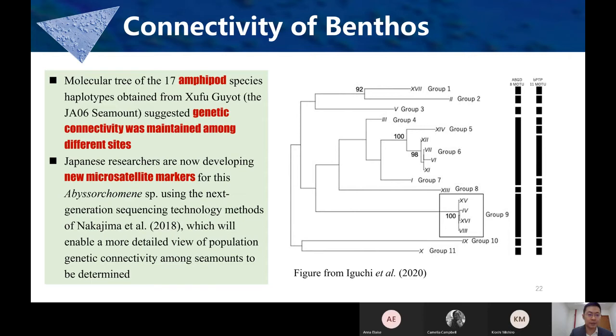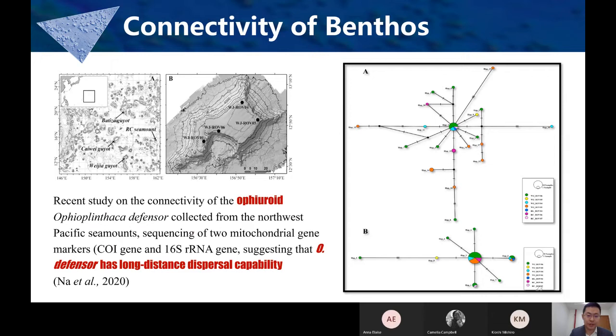At the same time, the Chinese scientists visited four seamounts. The distance between each other is more than 4,000 kilometers. And their result indicates that the species has long distance dispersal capability.